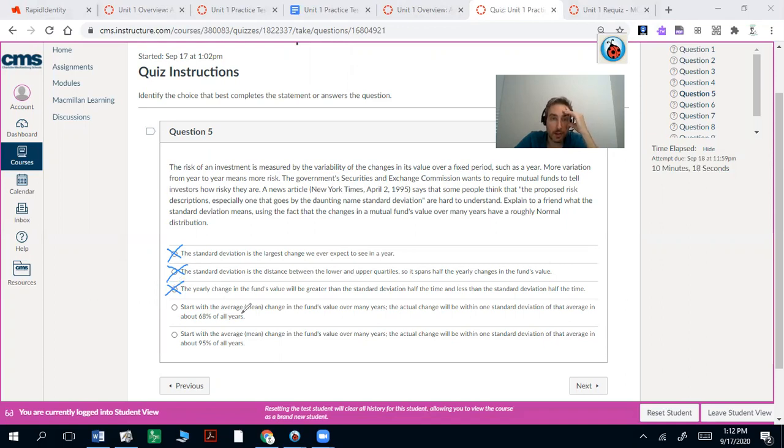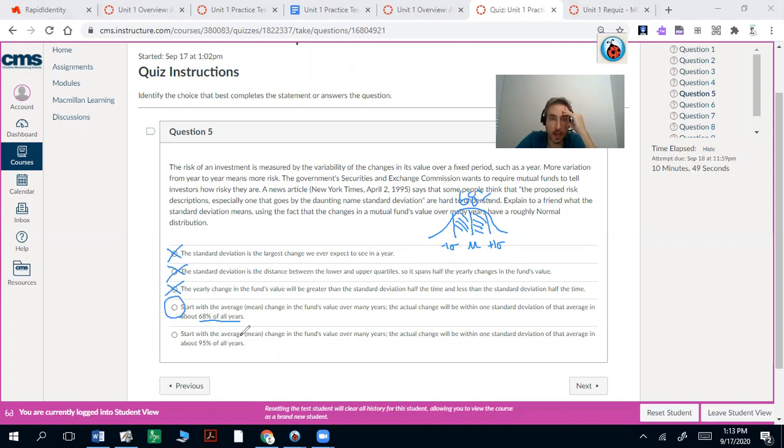Start with the average, the mean change in the fund's value over many years. The actual change will be within one standard deviation of that average in about 68% of all years. According to the empirical rule, within one standard deviation, both above and below, that should be 68%. So that would actually be true.